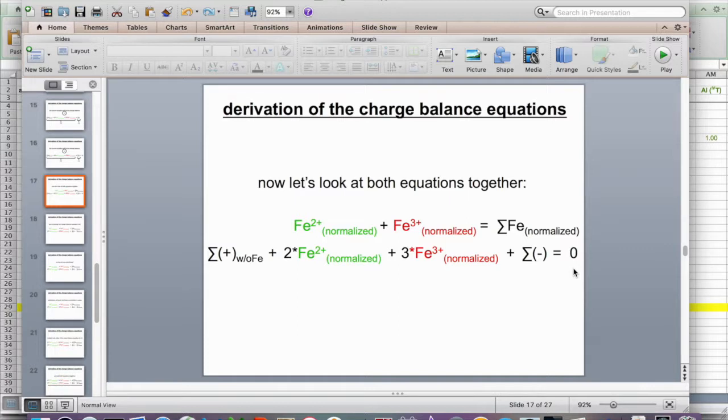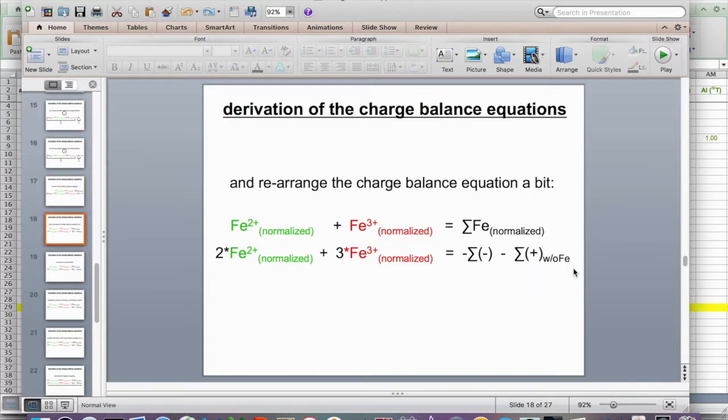Now we have 2 equations in 2 unknowns, so we should be able to solve for both. In order to solve this, I'm going to do a little bit of rearranging first to make this easier. What I've done here is move the sum of the positives without iron to the right-hand side of the equation, and I've moved the sum of the negatives over to the right-hand side as well.